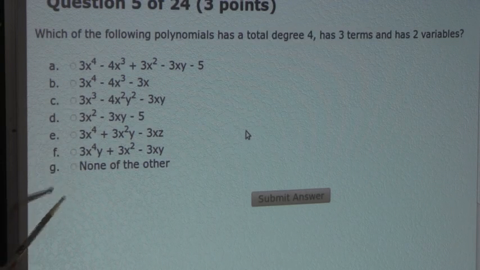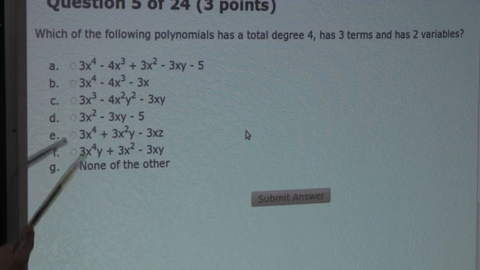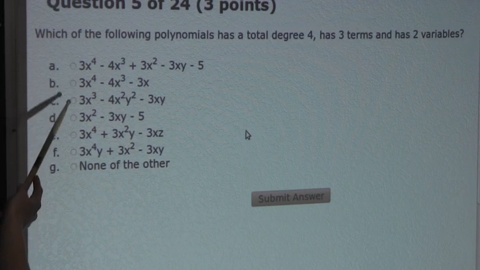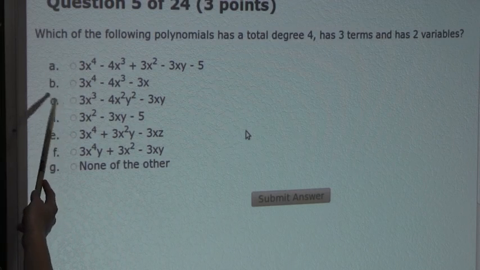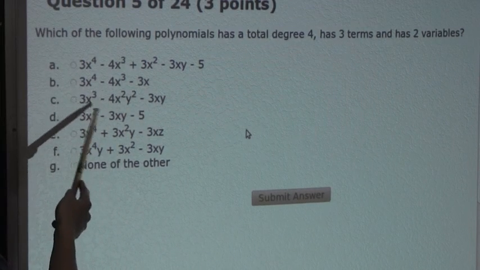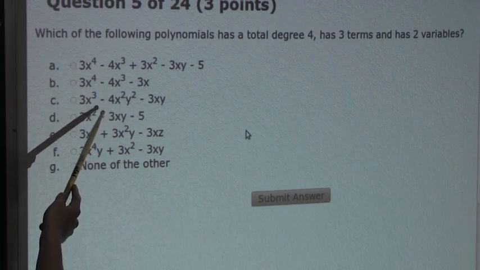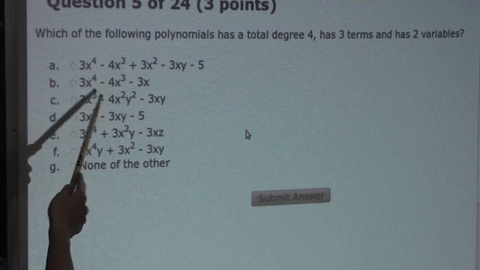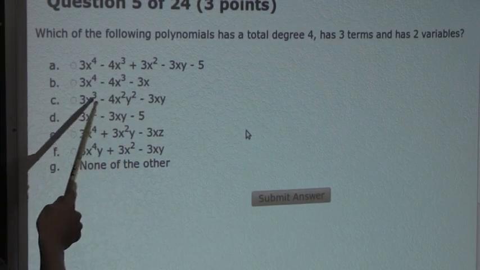So now G says none of the other. Well, this is false because we know that C satisfies the conditions. So the answer is C because this polynomial satisfies the conditions of having a total degree of 4, 3 terms, and 2 variables.